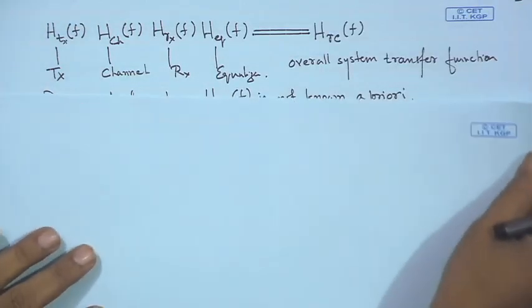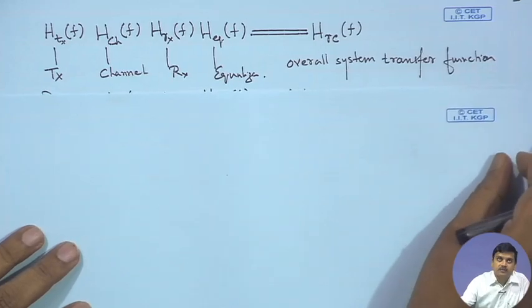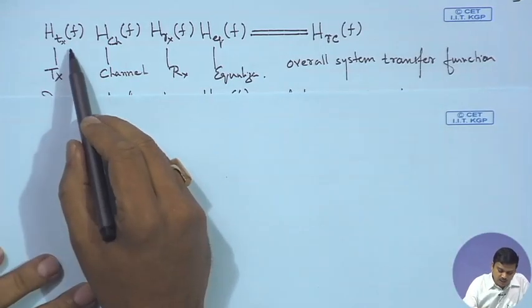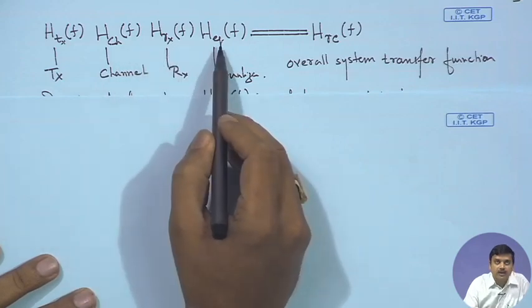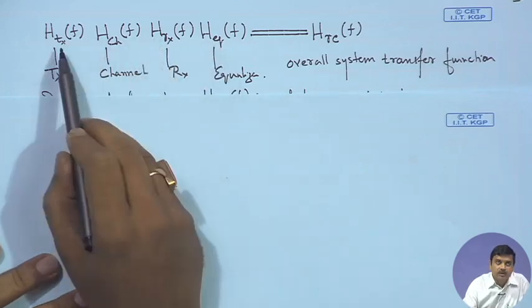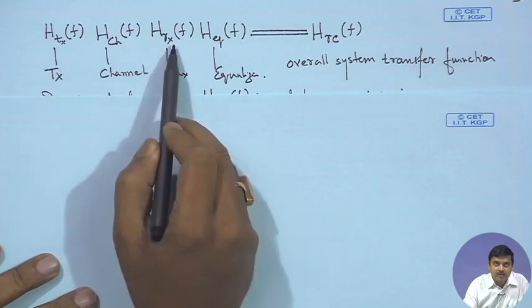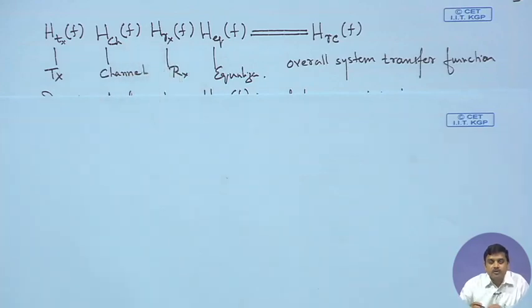So, here we have the overall system transfer function, which includes the transmitter filter, channel, receiver, and equalizer. These two we have already assigned, let us say root raised cosine. Of course, we should remember that the receiver knows the kind of signaling that the transmitter is going to use. This is part of a protocol.